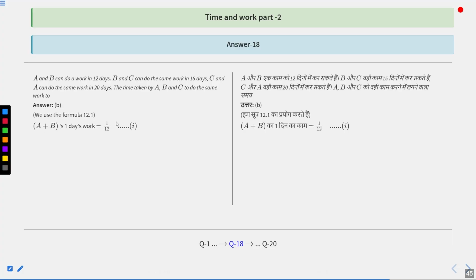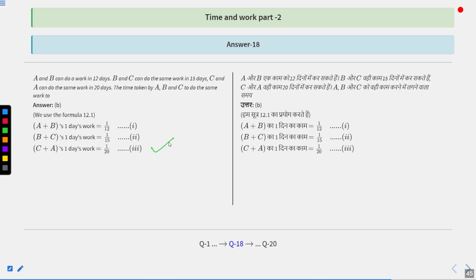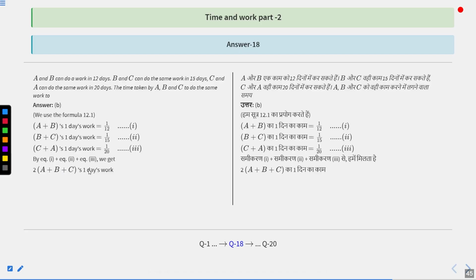A and B's one day work will become 1 by 12. Same way B and C's one day work will become 1 by 15. Clear? Same way C and A's one day work is 1 upon 20, because it is given in the question. A and B complete a work in 12 days, B and C in 15 days, C and A in 20 days. Clear? So what will be the combined efficiency of A, B and C?